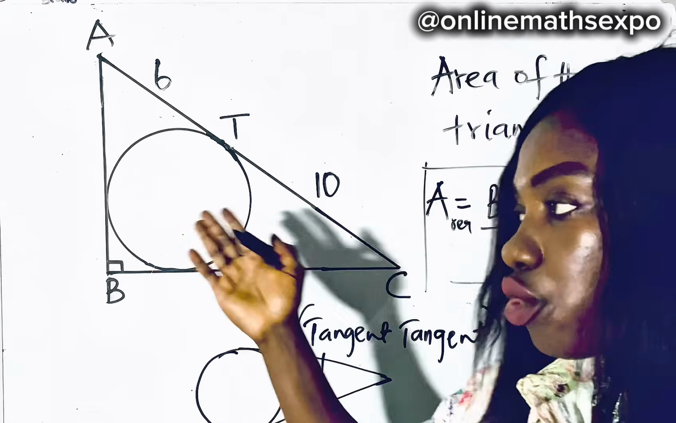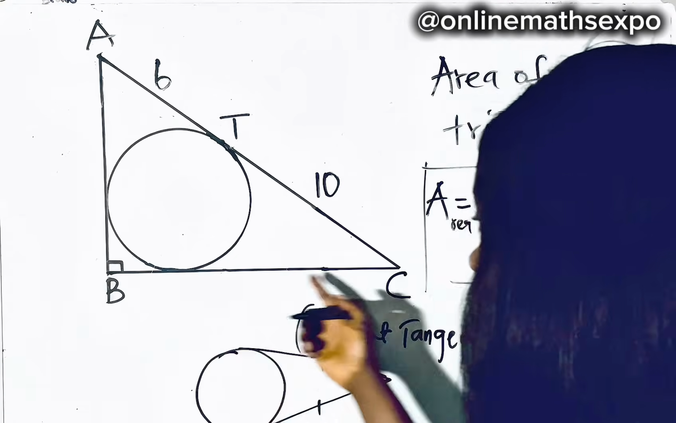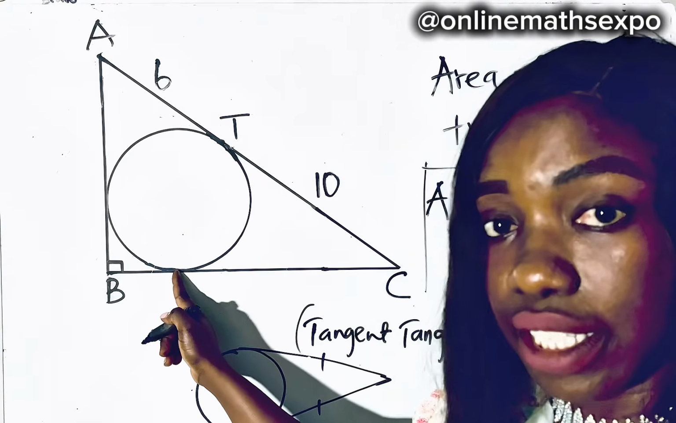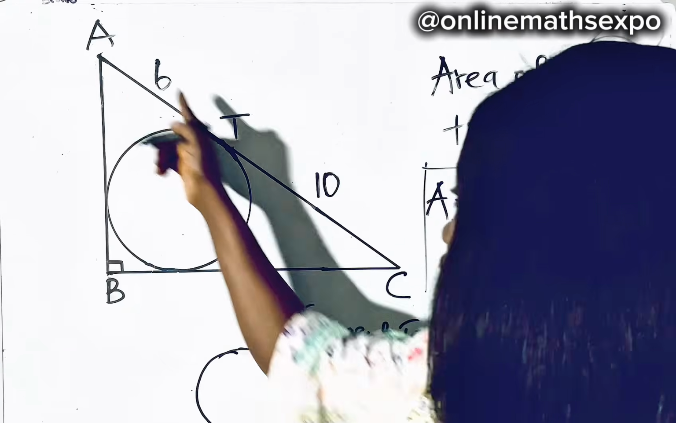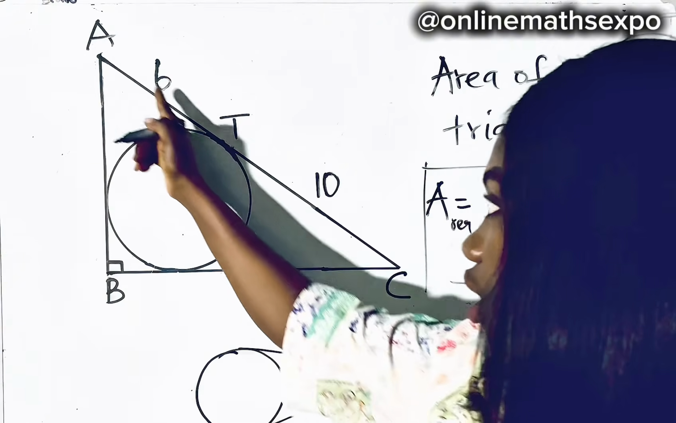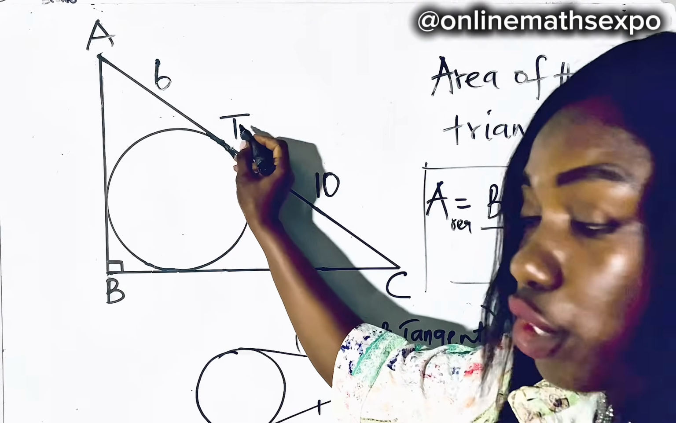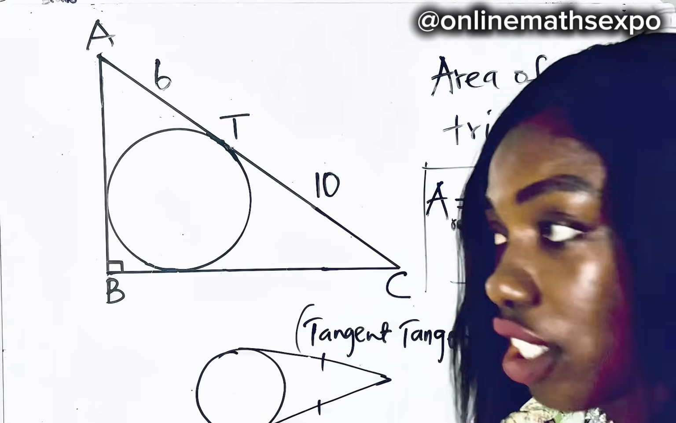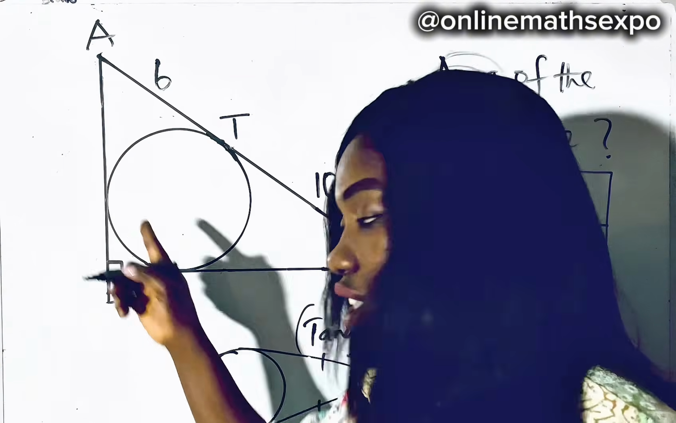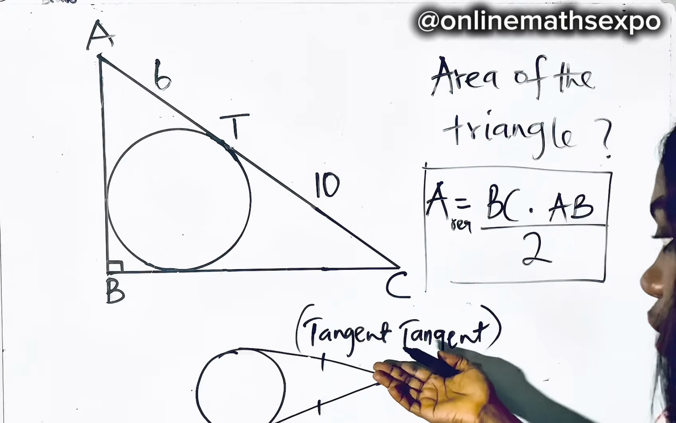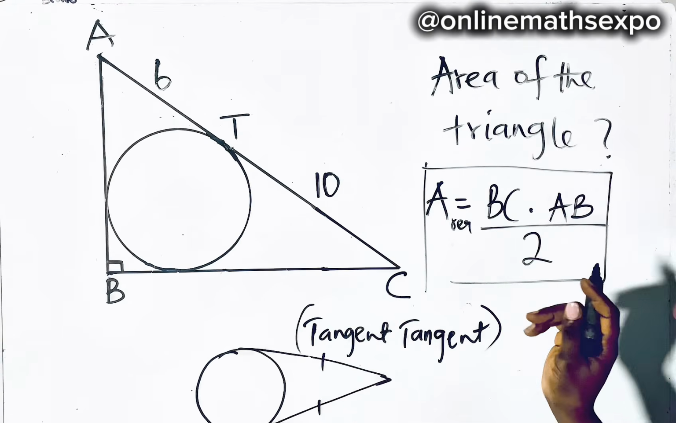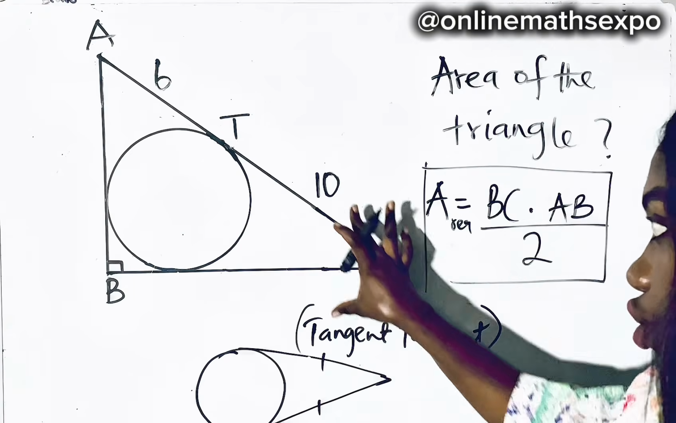In this diagram, remember that line BC is a tangent line to the circle because it's touching the circumference at a point. Line AC is also a tangent line. It's touching the circumference at this point T. And then line AB is also a tangent line as it touches the circumference at this point. In that case, we can apply this theorem. Now look at this carefully. Did you spot where we can apply this theorem here?